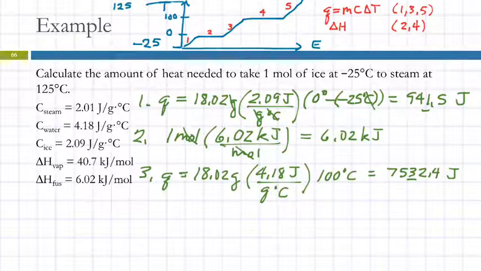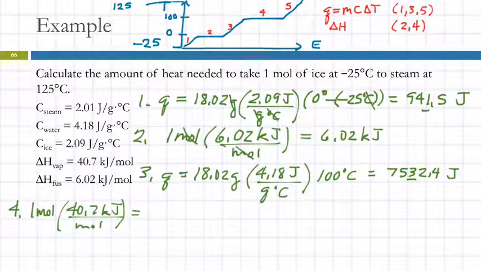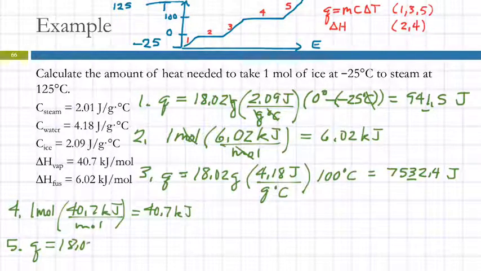Okay, so number 4 is an easy one again. Boiling. So we're going to use the heat of vaporization, which is 40.7 kilojoules per mole. So that's just 40.7 kilojoules. And then 5 is Q equals mc delta T again. So the mass, 18.02 grams, times the specific heat capacity of steam, 2.01 joules per gram degree Celsius.